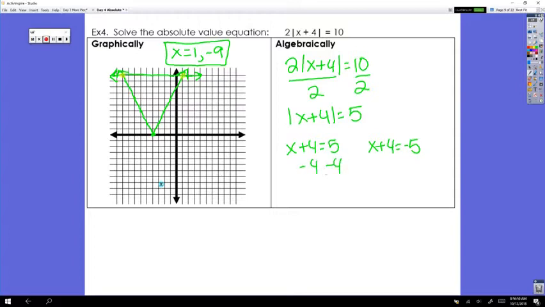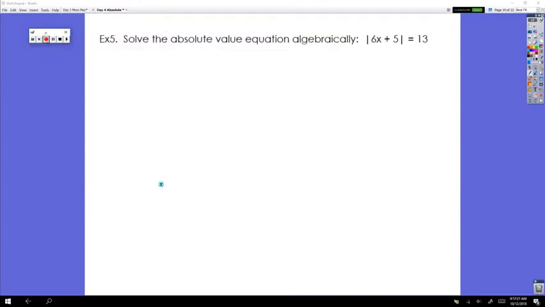Subtract 4 from both sides. X is equal to 1. Subtract 4 from both sides. X is equal to -9. And these are our answers. Now let's try the next example. Solve the absolute value equation algebraically.